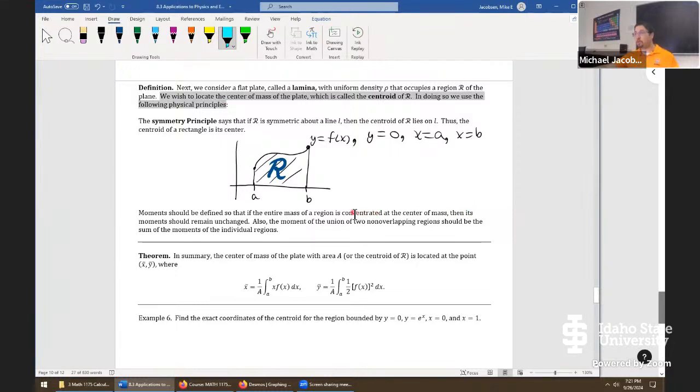Again, visually, we were probably pretty good at this. It's possibly somewhere in the middle. It might budge to the right because of more mass over here. And maybe right around there could be the center of mass.